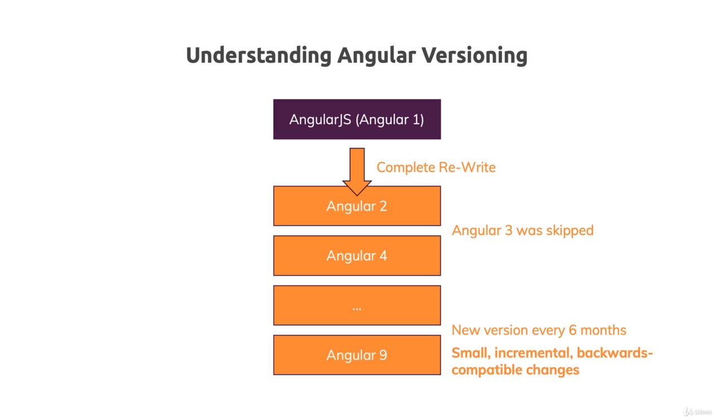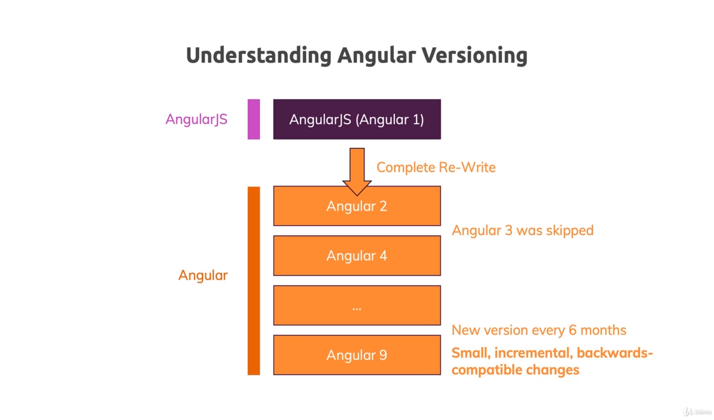We have small, incremental, backwards compatible changes between these versions. It's simply just a commitment which the Angular team made to release such a major new version every 6 months. It does not break or change everything every time it's released. And therefore we have AngularJS, this version 1 thing, which is totally different. And then what we just refer to as just Angular.